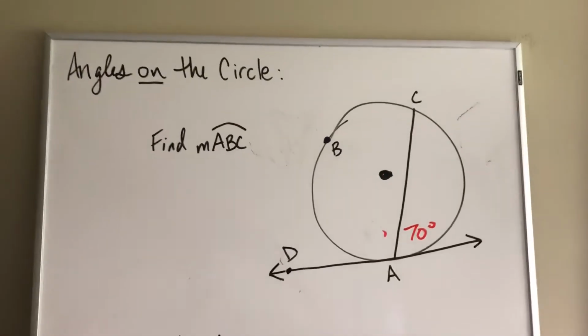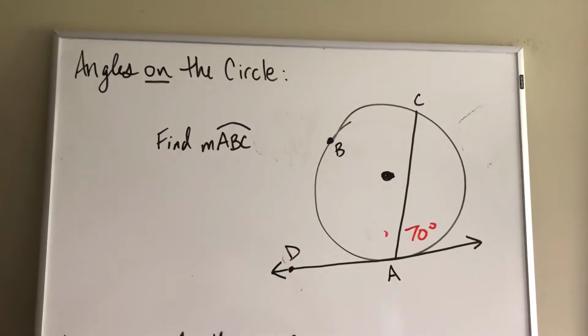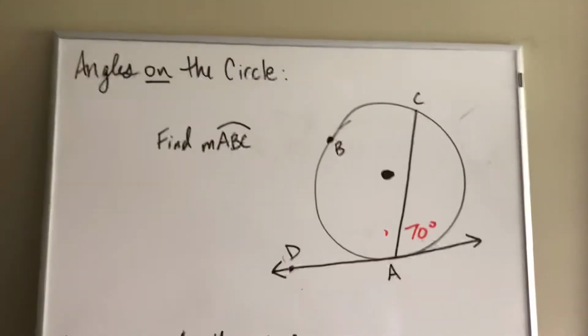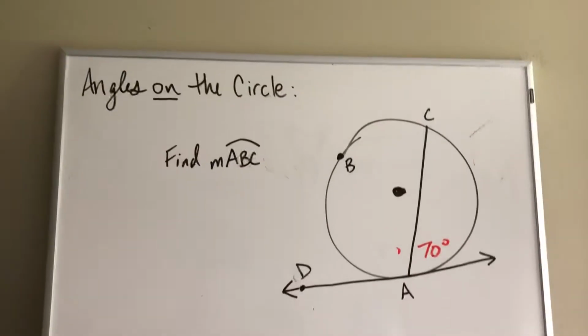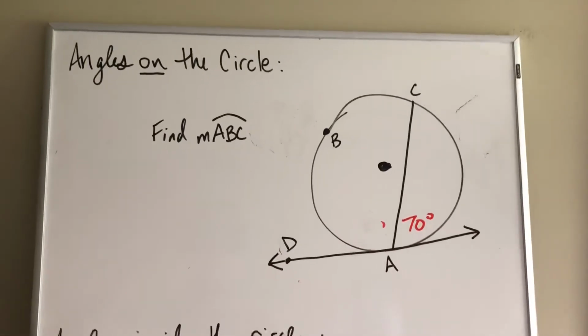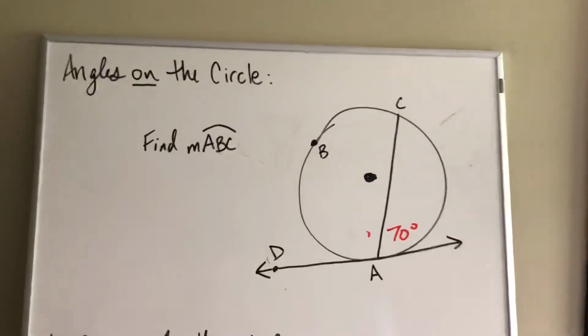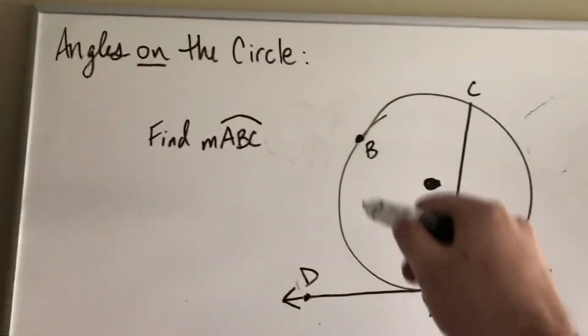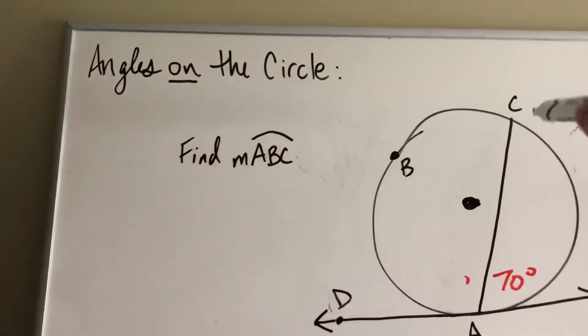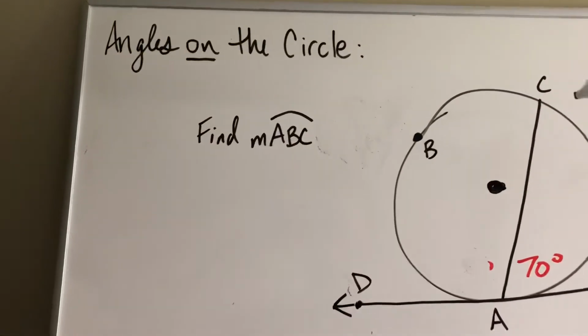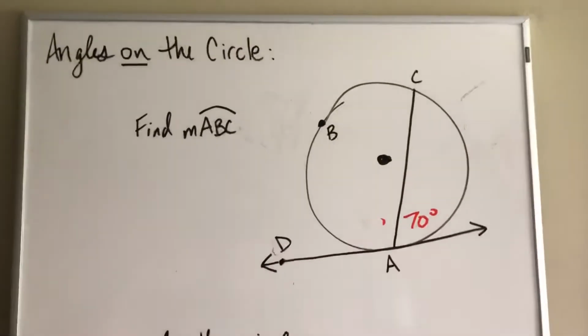Pretty straightforward. We have a line DA that is tangent to the circle at point A. We have a chord AC that it intersects with. We want to find the major arc ABC. We know it's major because it has to pass through around here, and based on this chord, I can see it's going to be greater than 180 degrees, and we're given this angle, 70 degrees.